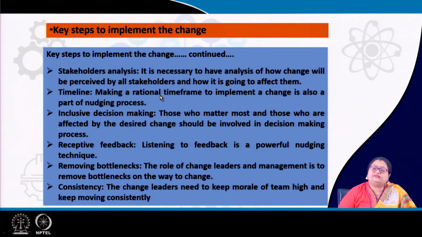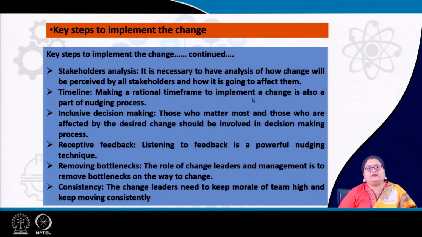So the first is the stakeholder analysis. It is necessary to analyze how change will be perceived by all the stakeholders and how it is going to affect them. In this case, if you have stakeholders who have contrary viewpoints to the change initiators' viewpoints, at this step itself you may require a perception nudge. Timeline: making a rational time frame to implement the change is also a part of the nudging process.